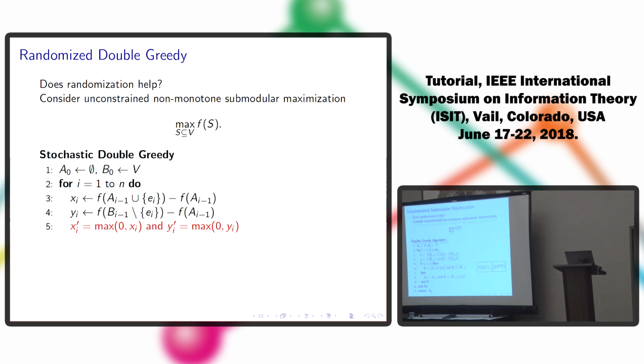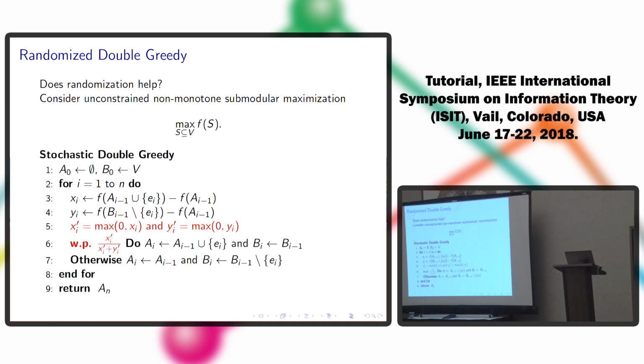It turns out we can, and here is one way. Instead of looking at x_i's and y_i's as values, we are going to look at them as probabilities. The first thing we have to make sure is that the x_i's are non-negative. So I'm going to make x_i prime, which is the max of 0 and x_i, and y_i prime, which is the max of 0 and y_i. Then instead of deterministically picking whether I should add an element or remove an element, I'm going to do it probabilistically. With probability proportional to x_i prime, I'm going to add an element to my A_i, and otherwise, I'm going to remove an element from B_i. It's the same double greedy algorithm, but in a probabilistic sense.